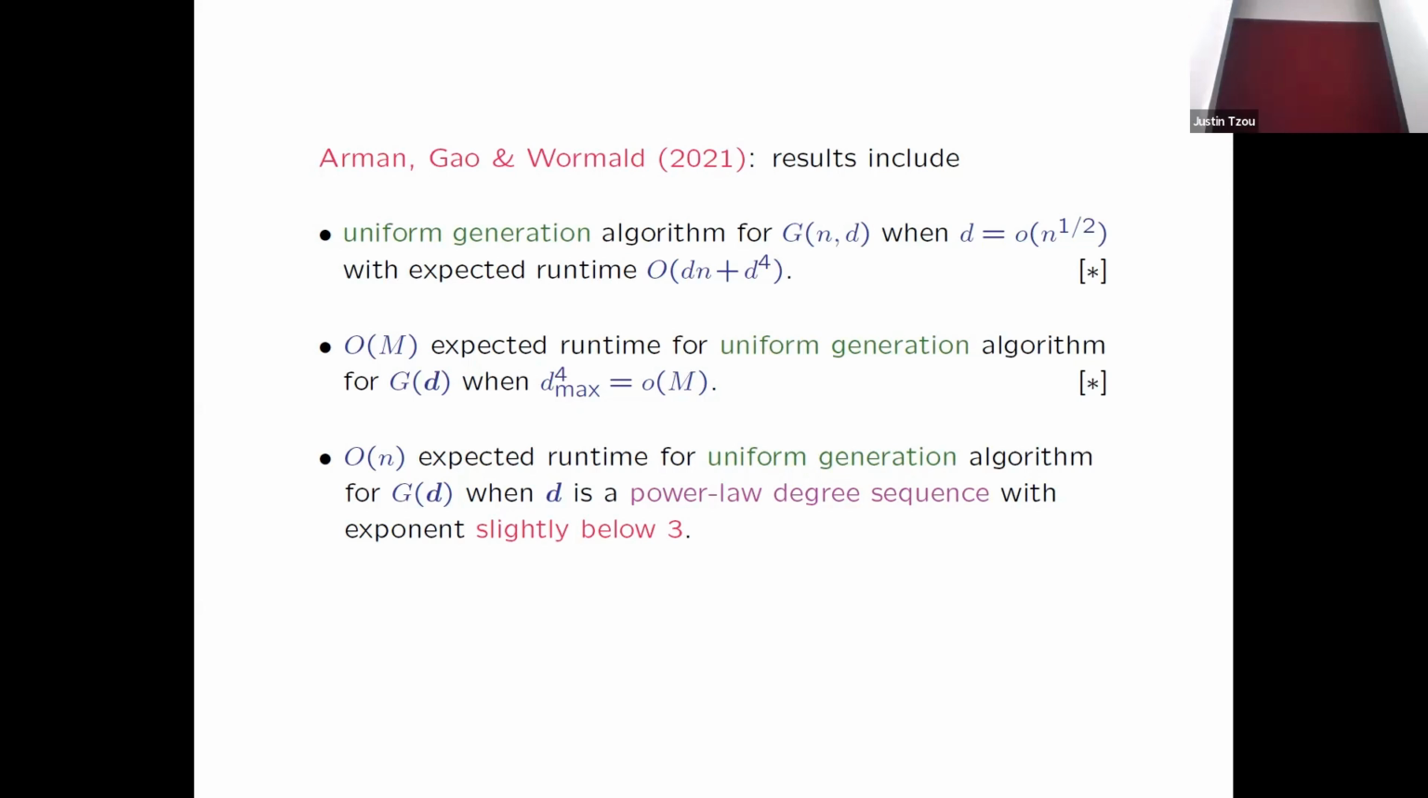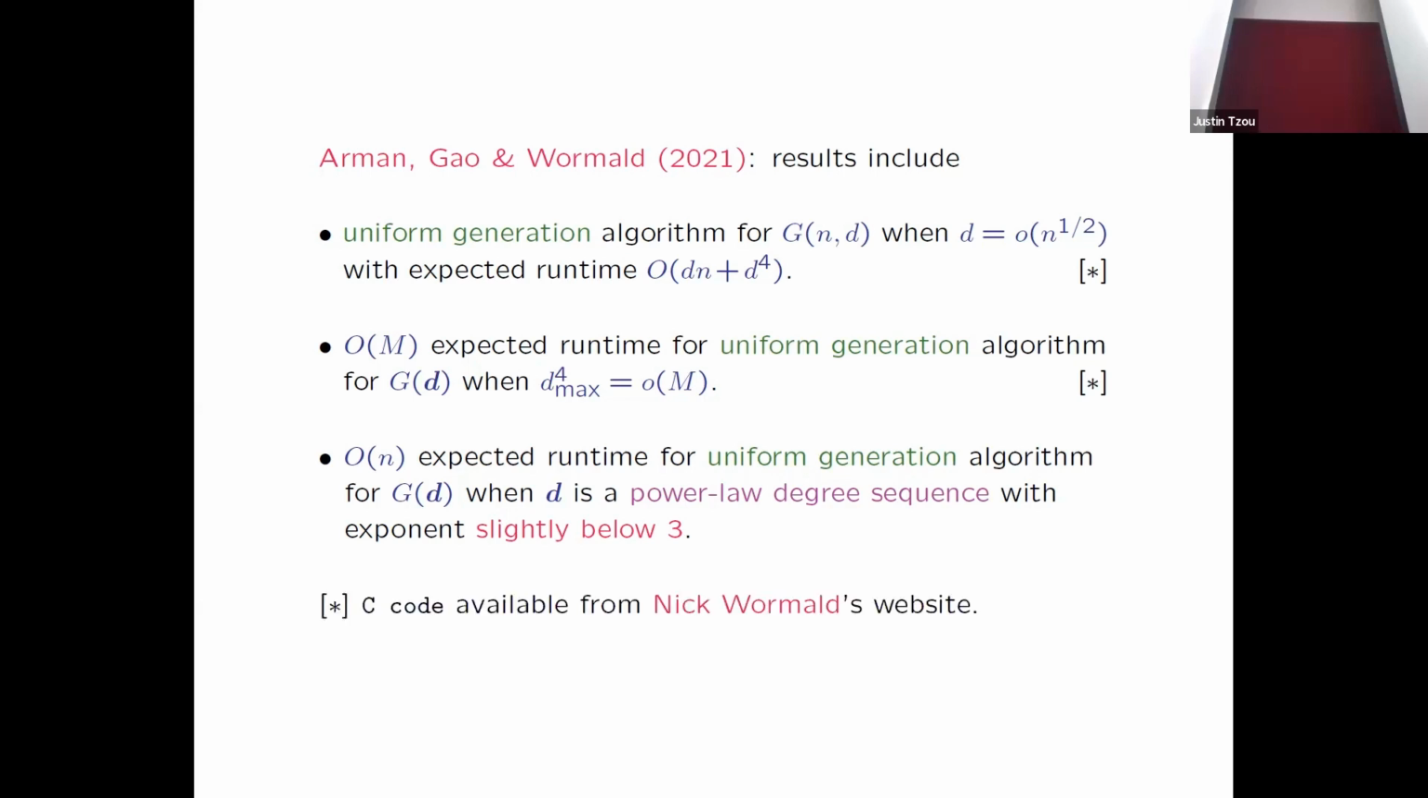And Gao and Wormald also had an algorithm for power law degree distributions, one of these heavy-tailed distributions, which Arman, Gao and Wormald improved the runtime to order of linear in the number of vertices. I don't want to define power law degrees, but there's an exponent, gamma, which is typically taken to be between 2 and 3 for real-world networks. And their algorithm can handle exponents which are close to 3. I think it's about 2.87 and above, but still it's very fast.